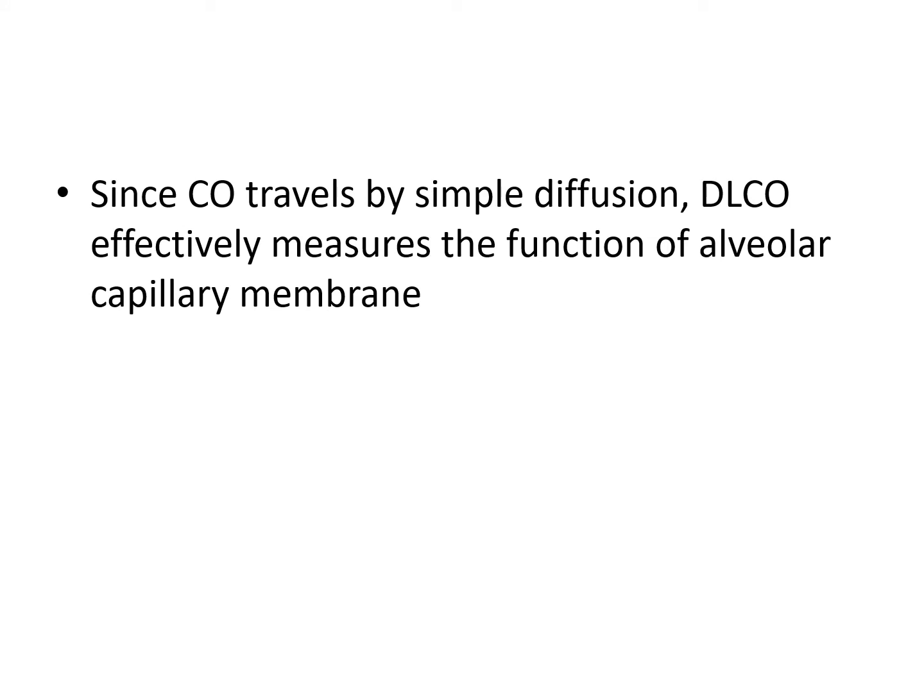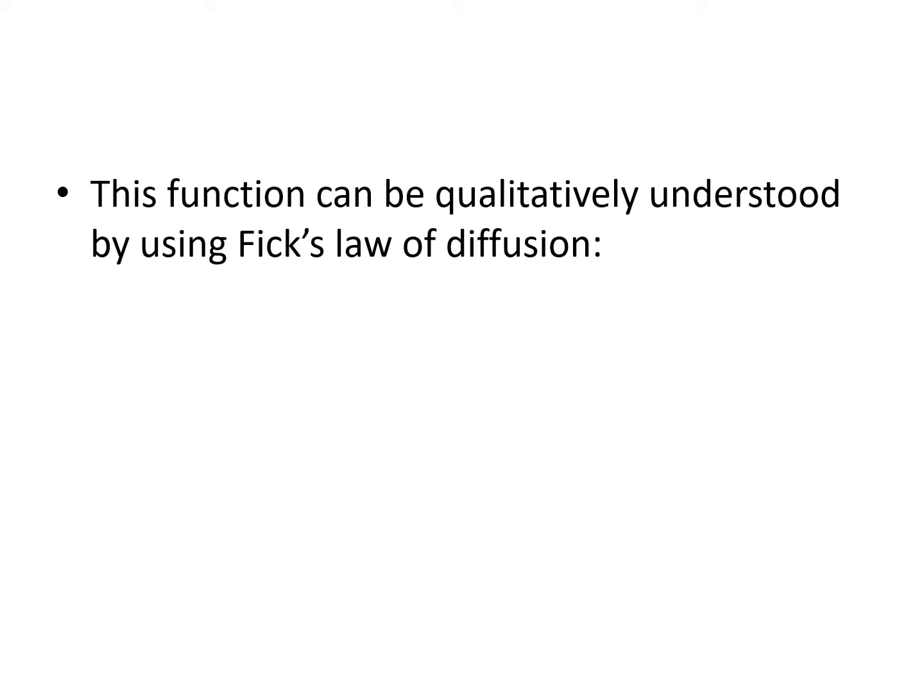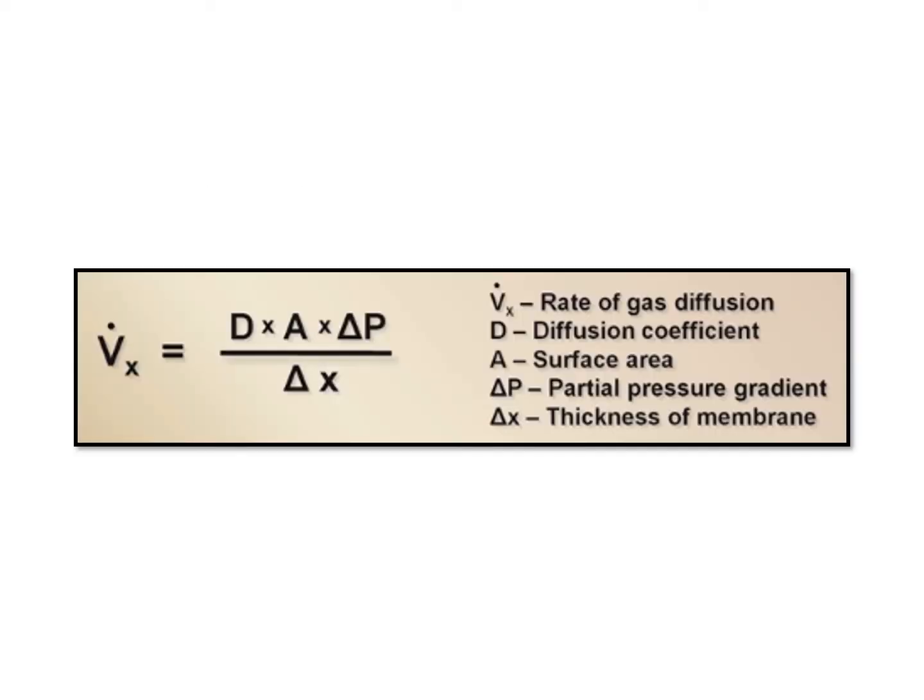Since carbon monoxide travels by simple diffusion, DLCO effectively measures the function of the alveolar capillary membrane. This function can be qualitatively understood by using Fick's law of diffusion. By using Fick's law, the rate of gas diffusion is equal to D into A into delta P divided by delta X.